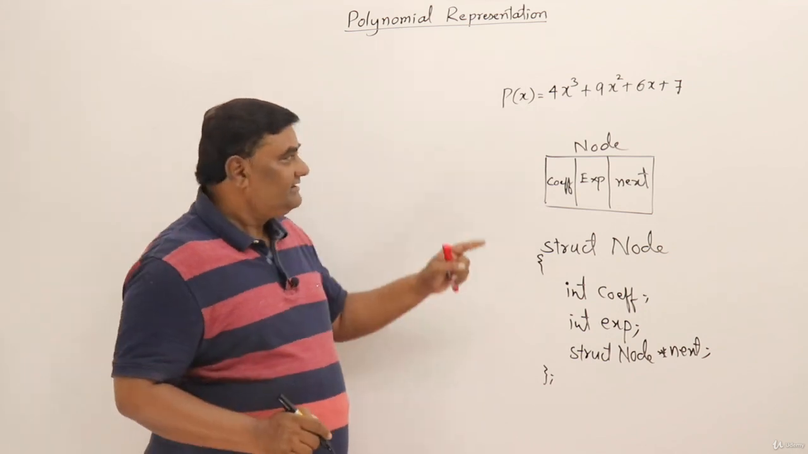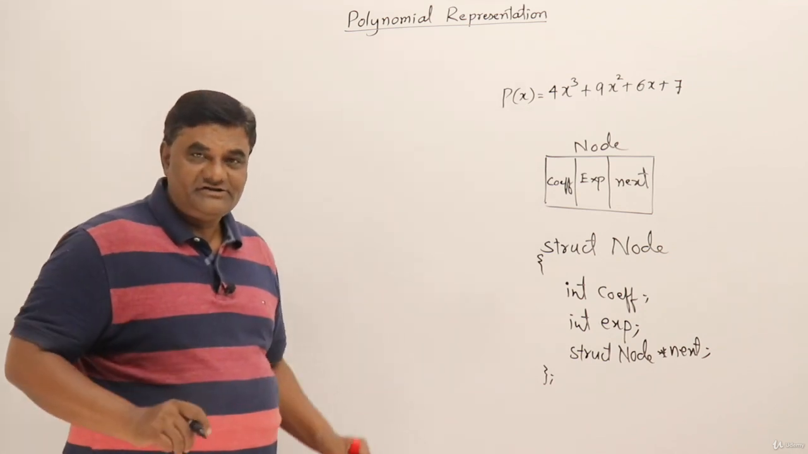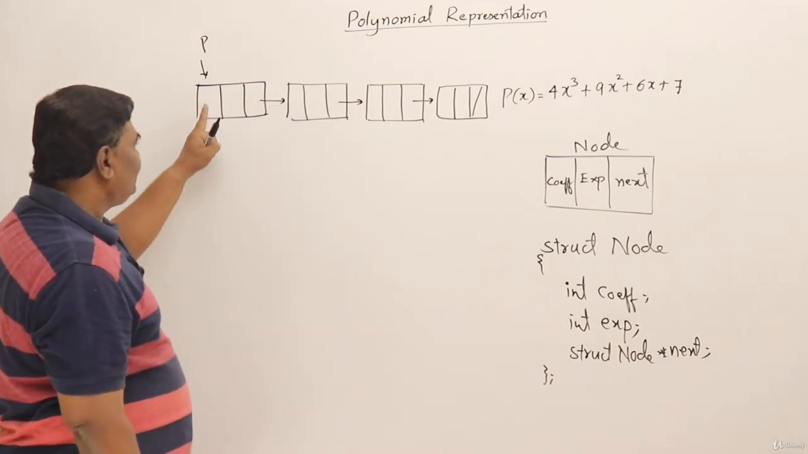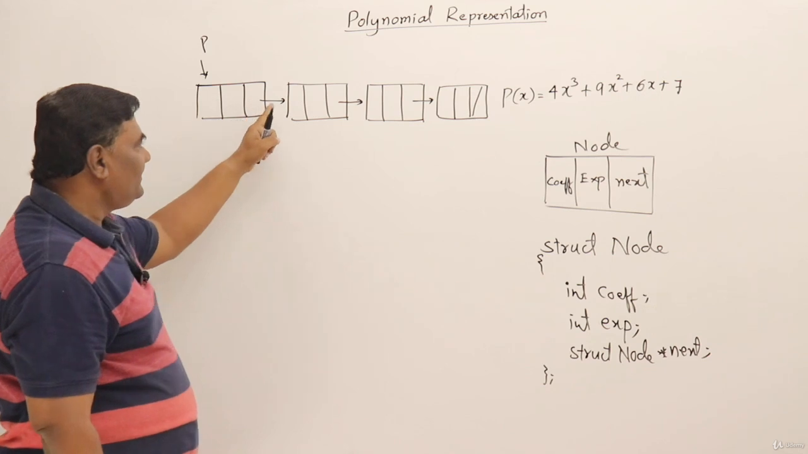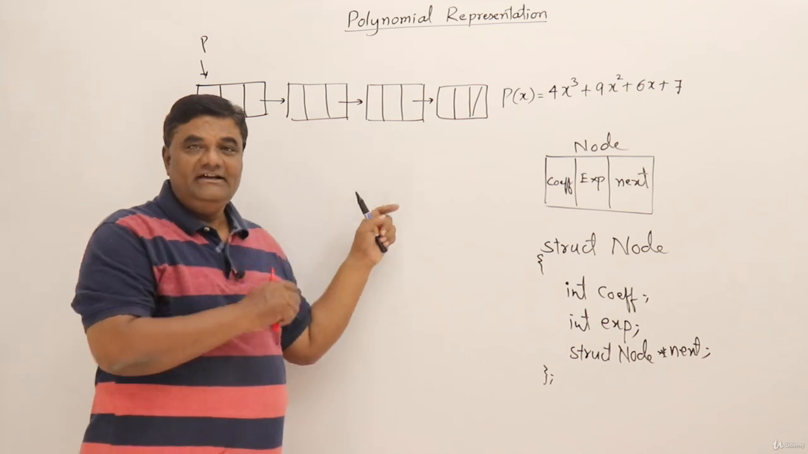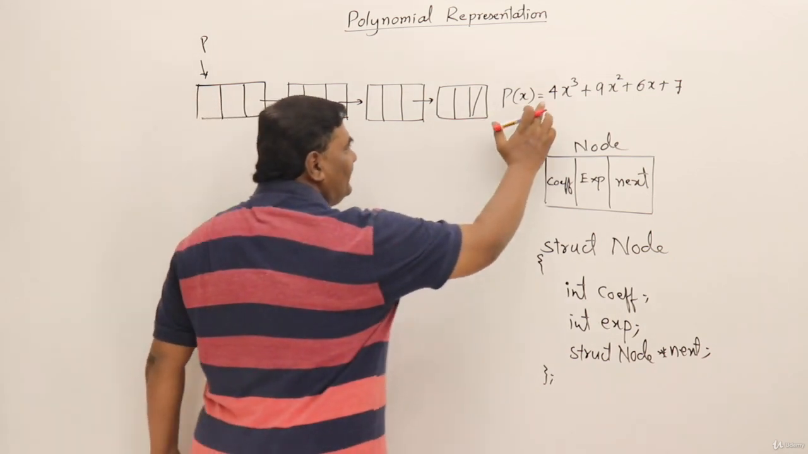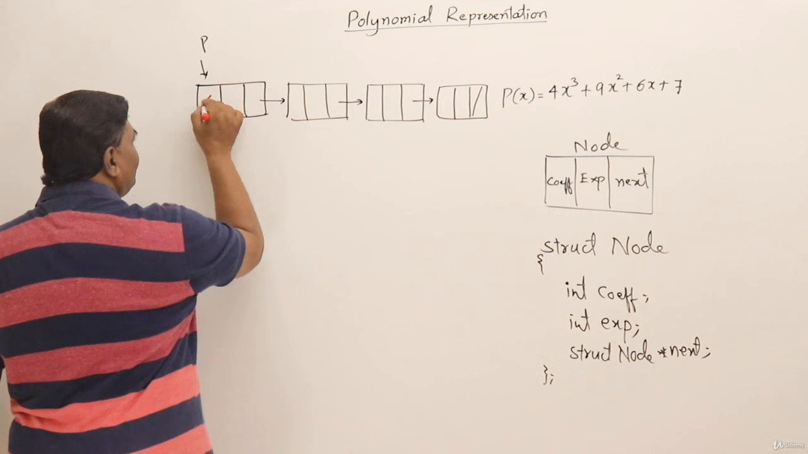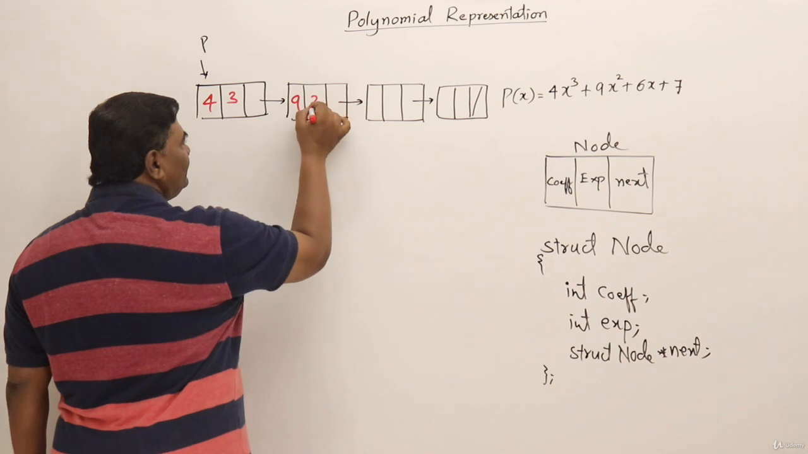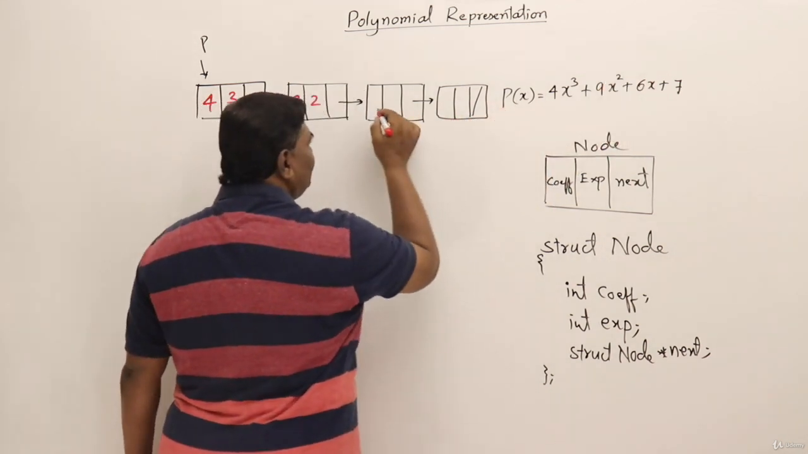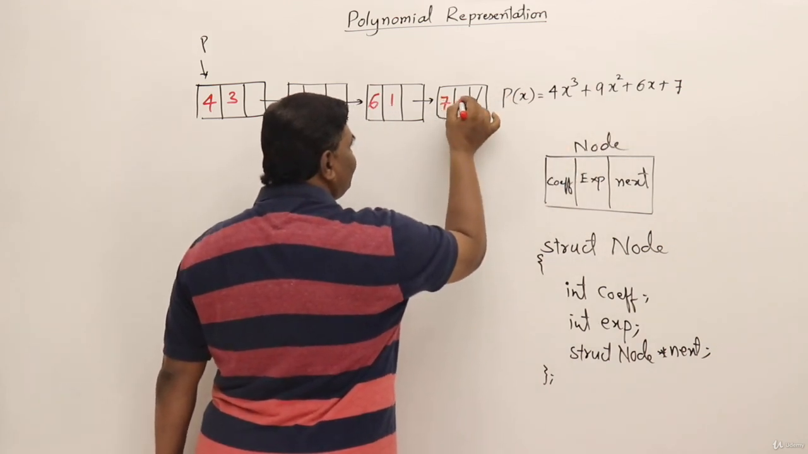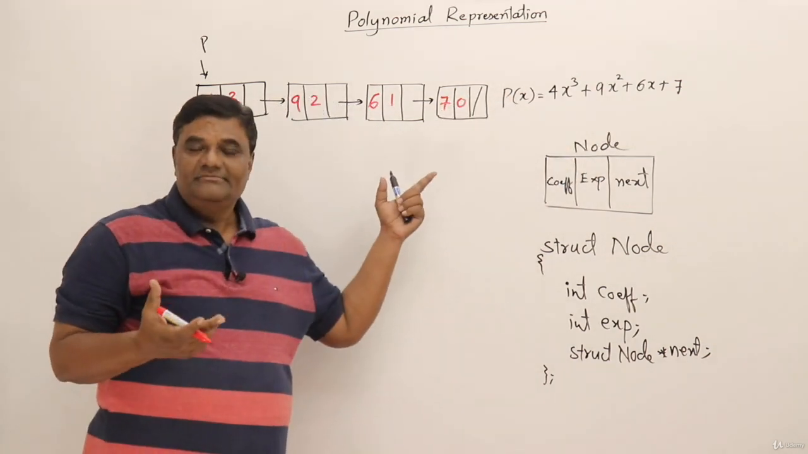So now let me represent this polynomial as a linked list. Here I have a linked list of this type of nodes where each node is having three sections. This is for coefficient, exponent, and a pointer to a next node. There are four terms in the polynomial, so I have taken four nodes. Let us fill up the values from that polynomial. First coefficient is 4 and the exponent is 3. So this is 4 comma 3, and this is 9, 2, and this is 6 and exponent is 1. That is 7 and exponent is 0. This is how it can be represented.